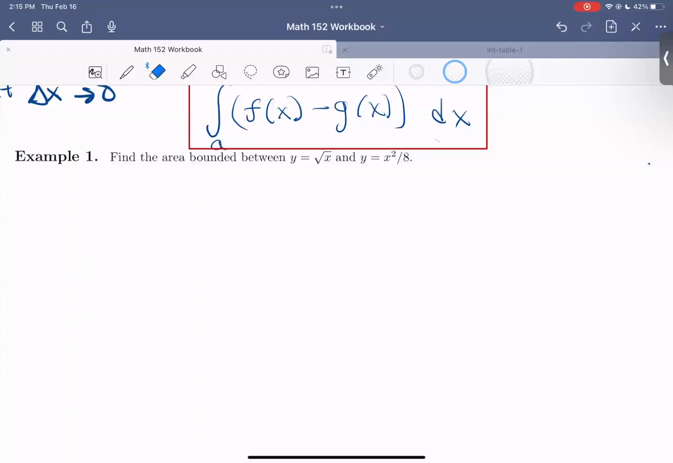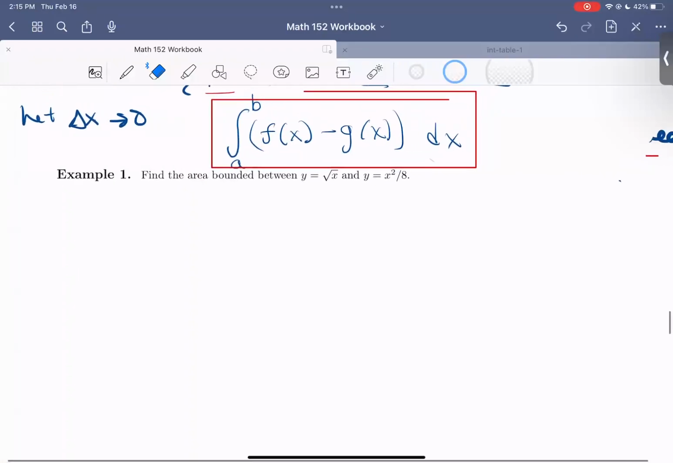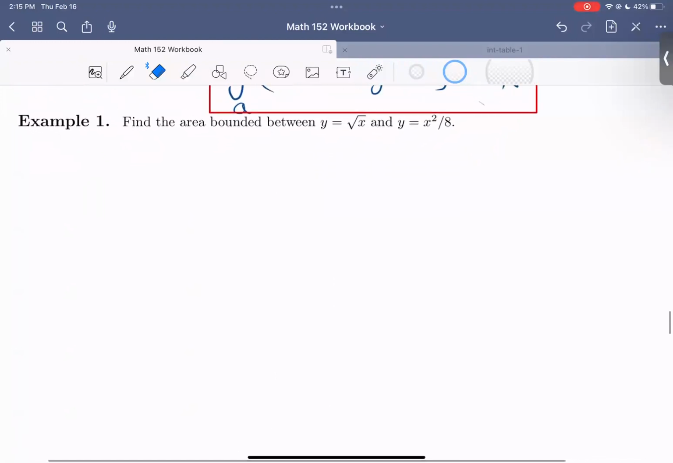Hey everyone, in this video, we're going to look at example 1 in section 6.1. So here we're asked to find the area bounded between the two curves y equals square root of x and y equals x squared over 8.